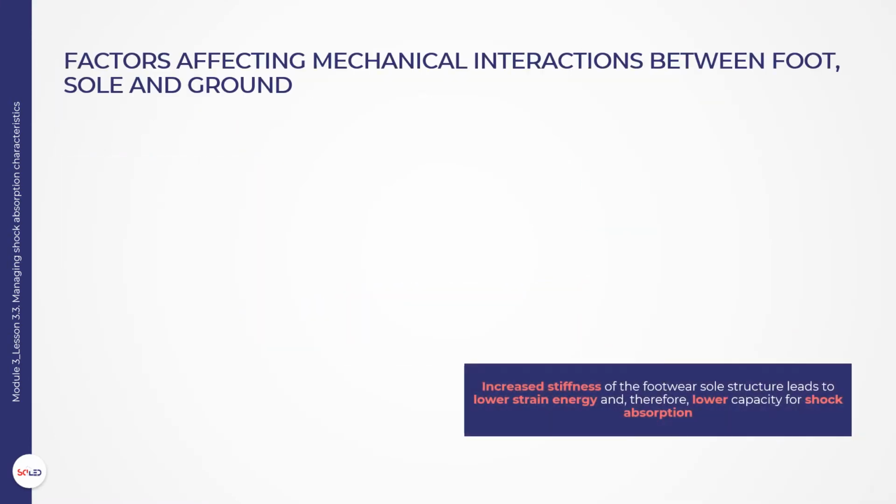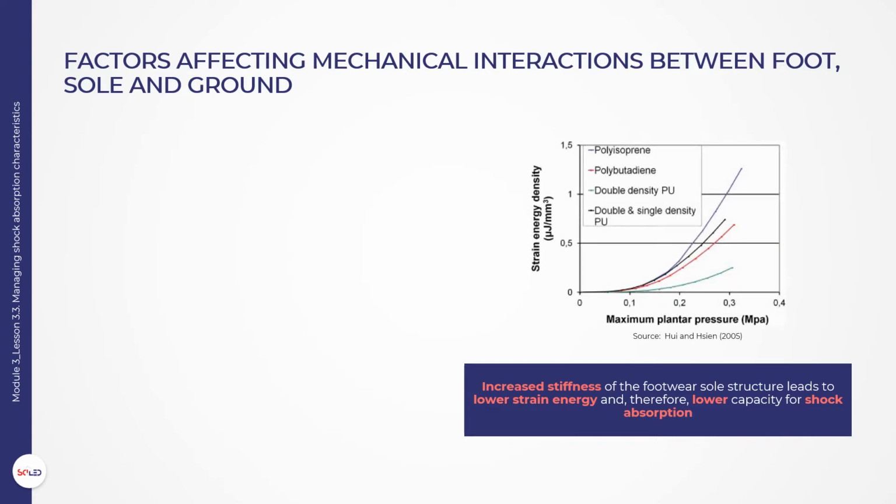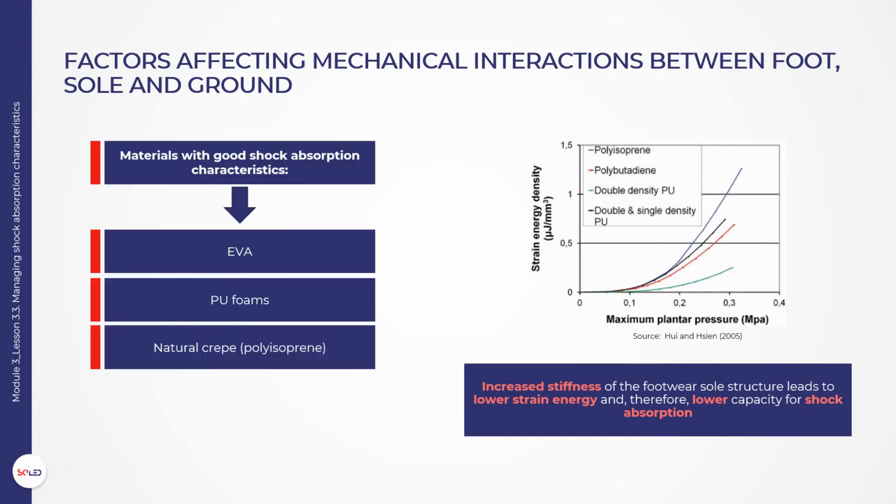An interesting finding reveals that increased stiffness of the footwear sole structure leads to lower strain energy and, therefore, lower capacity for shock absorption. This is shown in the figure, where high values of plantar pressure, typically generated during walking and running, cause deformation of the sole structure, and it appears that soft materials, for example natural crepe, polyisoprene, have an excellent potential for absorbing the strain energy of the compression. Successful shock absorption, therefore, requires the incorporation of materials of lower stiffness, for example, EVA, PU foams etc.